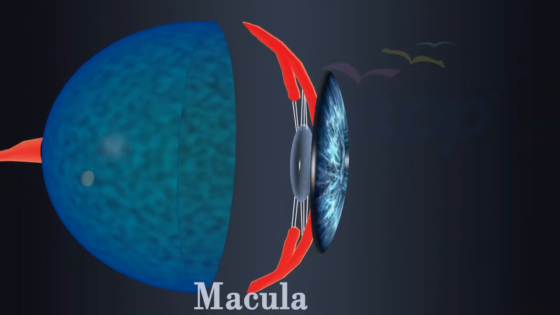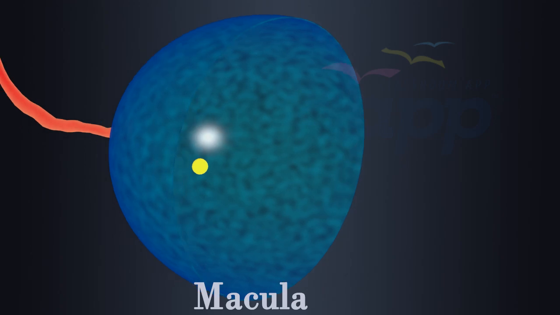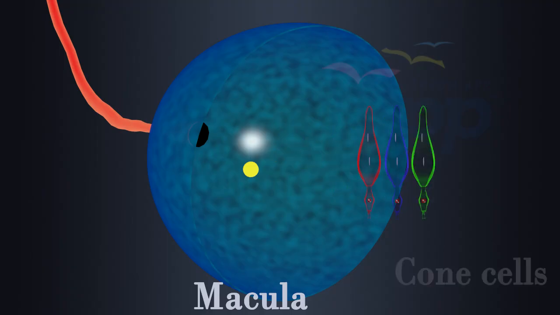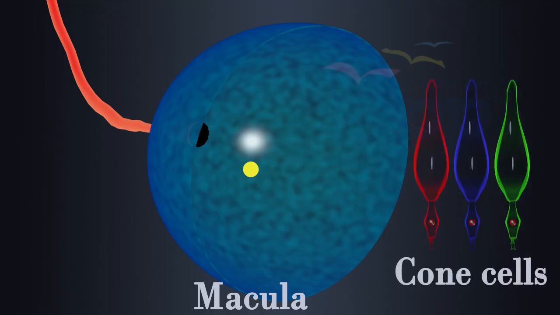Macula or yellow spot. The macula or yellow spot is a small, highly sensitive area at the center of the retina. It is responsible for sharp, detailed central vision, allowing us to see fine details and colors. The macula contains a very high concentration of cone cells. The macula does not contain any rod cells. It is also called the fovea.